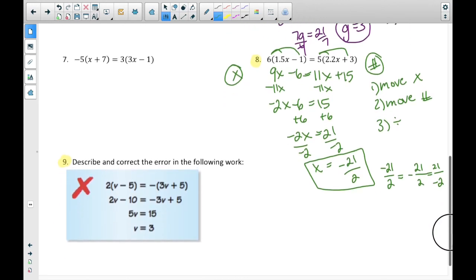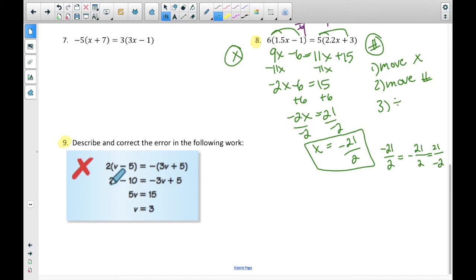All right, last one of this video is going to be number 9, describe and correct the error in the following work. Okay, we're going to have to look through this and see what is wrong. Sometimes the easiest way to approach this is to try the problem. So like on number 1, if I was going to do this problem, because it does say correct the error, I'm going to go ahead and do it anyway.